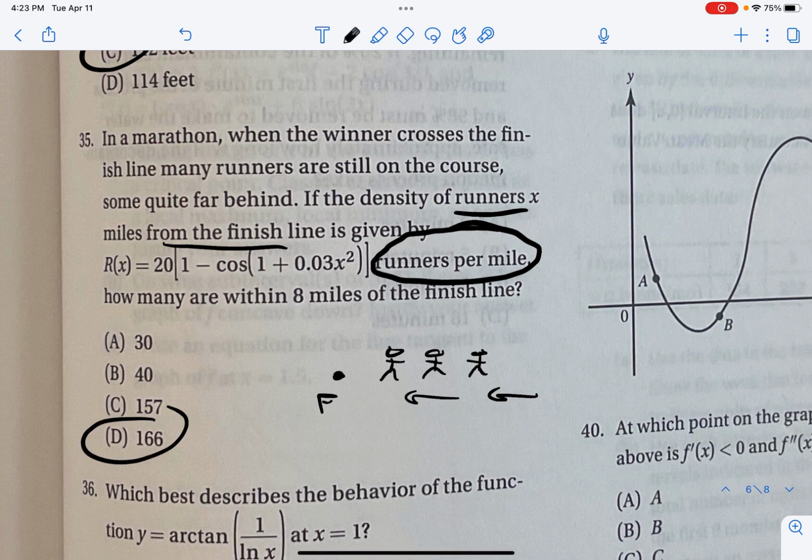Be very flexible. You're going to see units you don't know. Runners per mile is weird, but that's a rate. Anything with a per you can interpret as a rate. If we integrate a rate, we can figure out the amount.